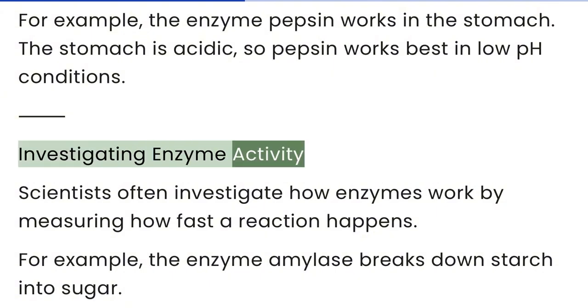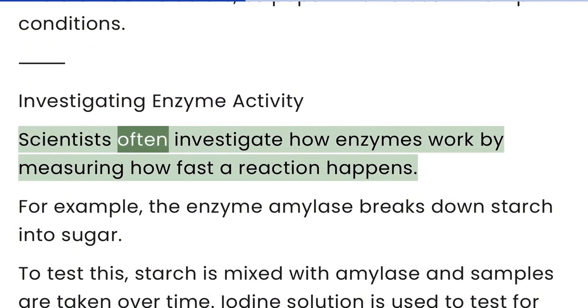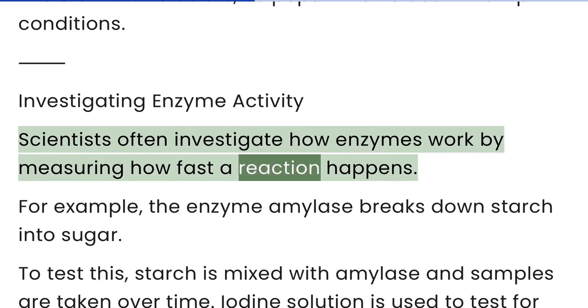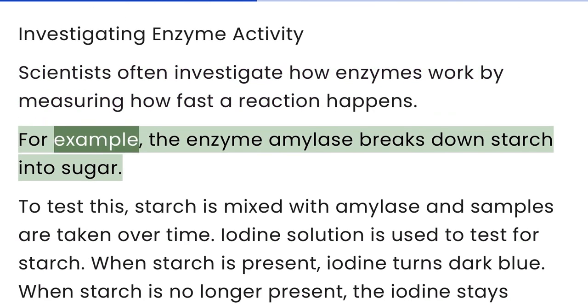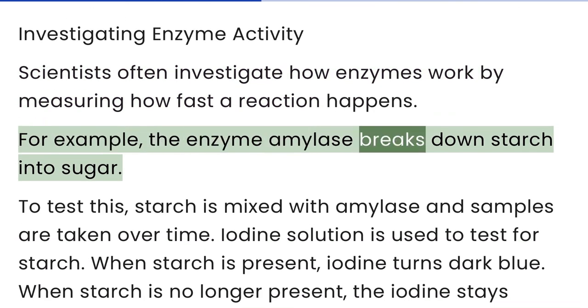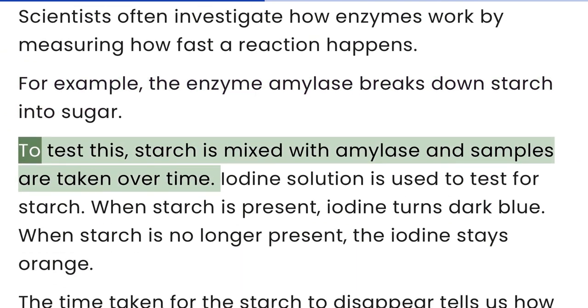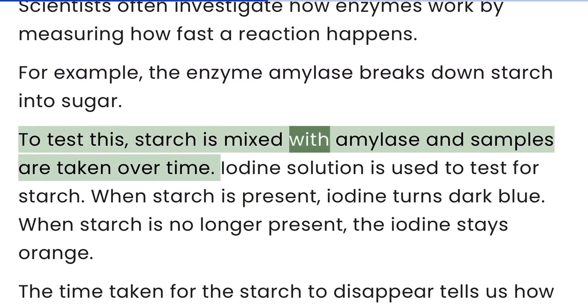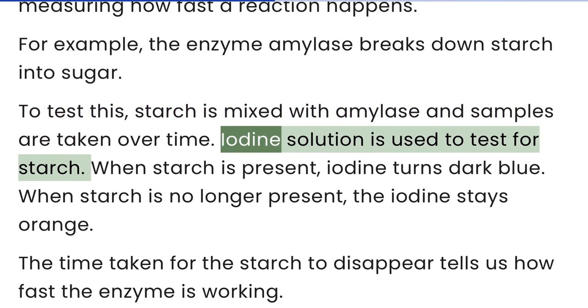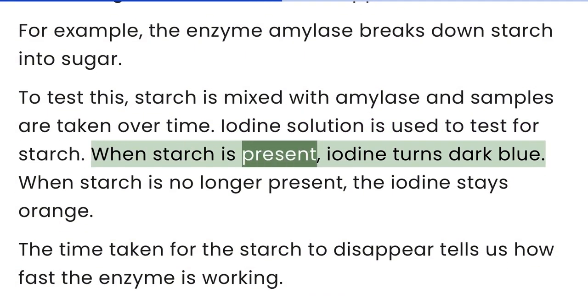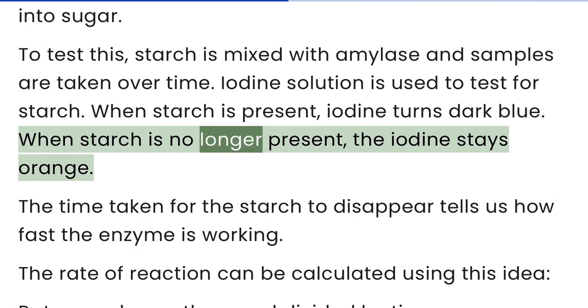Investigating enzyme activity. Scientists often investigate how enzymes work by measuring how fast a reaction happens. For example, the enzyme amylase breaks down starch into sugar. To test this, starch is mixed with amylase and samples are taken over time. Iodine solution is used to test for starch. When starch is present, iodine turns dark blue. When starch is no longer present, the iodine stays orange.